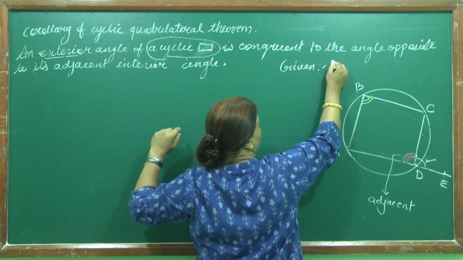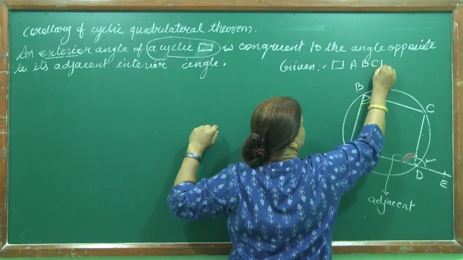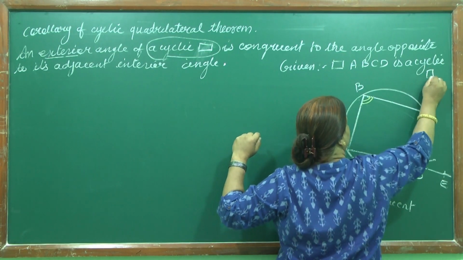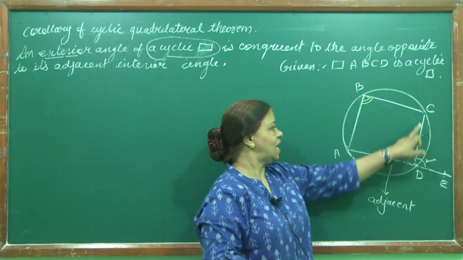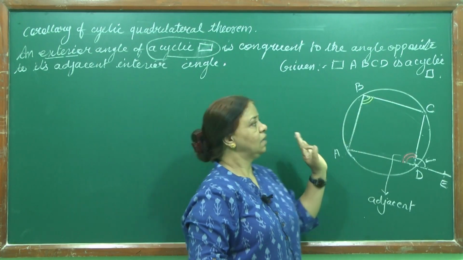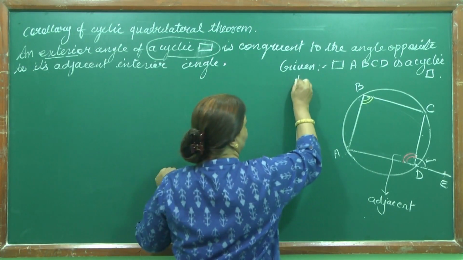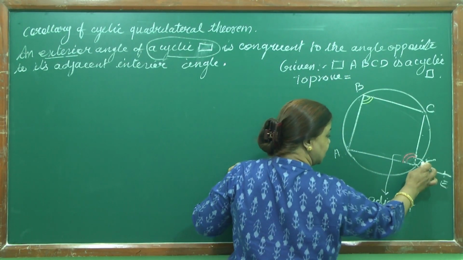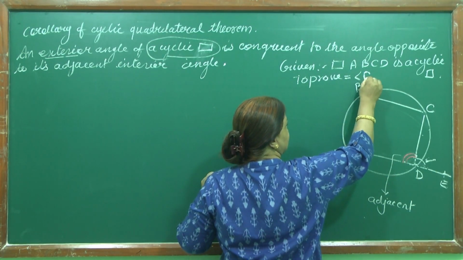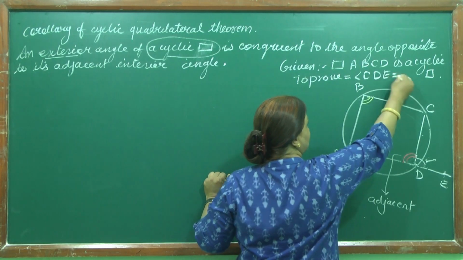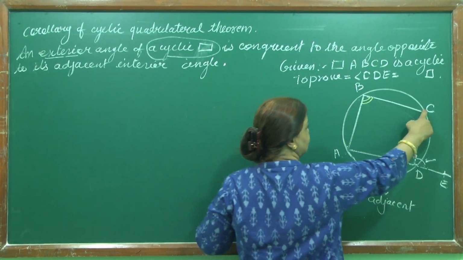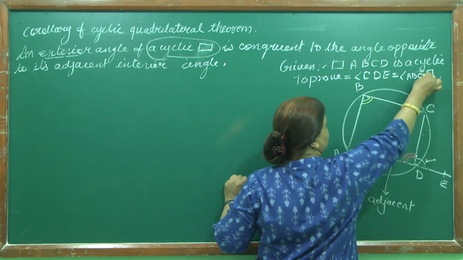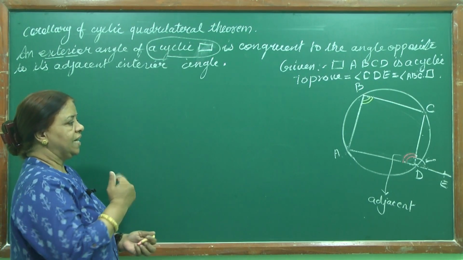ABCD is a cyclic quadrilateral. Cyclic means all the vertices are lying on the circle. Clear? And what we want to prove? To prove: CDE, which is an exterior angle. Angle CDE is equal to angle ABC, children. Okay? Let us begin.